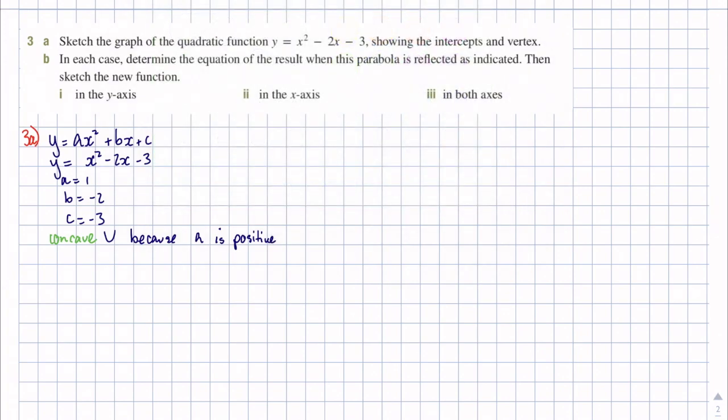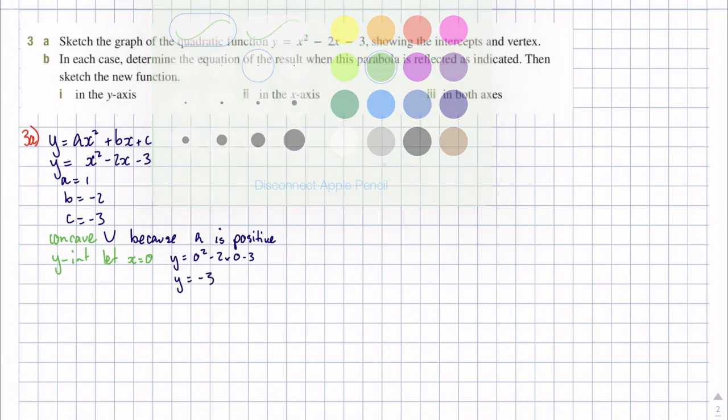Okay, next step, y-intercept. So we let x equal 0. And you guys are getting really good at making that equal 0. So we've got y equals 0 squared, take 2 times 0, take 3. You don't need to write that out. You could have seen that that's negative 3 straight away.